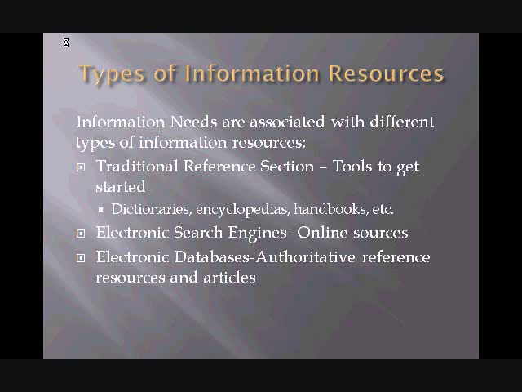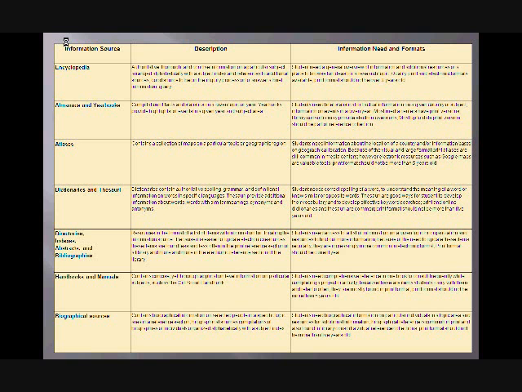Now, there are quite a variety of information sources that you would typically find in the reference section of a library. And this chart here provides a brief description of each of those sources and what information need and formats they are provided in. An encyclopedia, first and foremost, provides authoritative and concise information on a particular subject. And it's arranged alphabetically and typically has a subject index, and is a very good information source for students to begin the inquiry process.